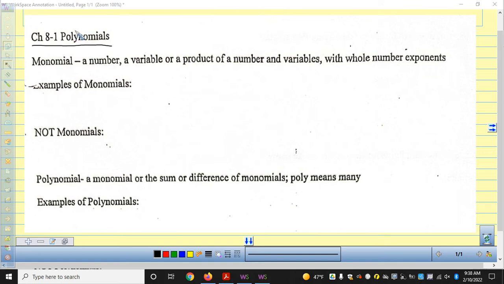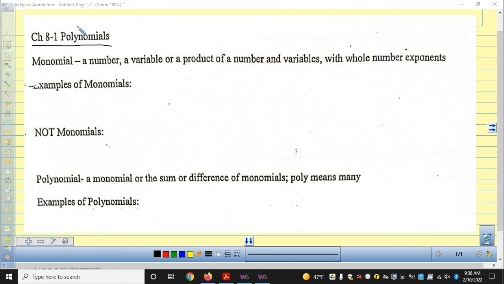What is it? Shape. When we talk about polygons in geometry, polygons are shapes, but the poly refers to something about the shapes. Yes? One more time? Many. Poly means many. And nomial literally means name. So polynomial means many names.